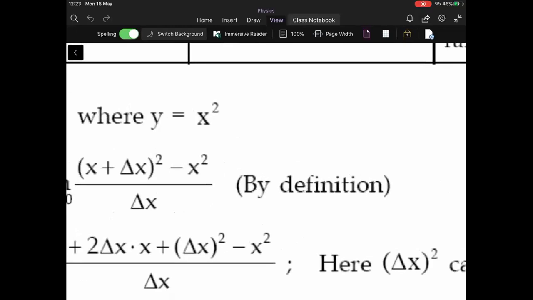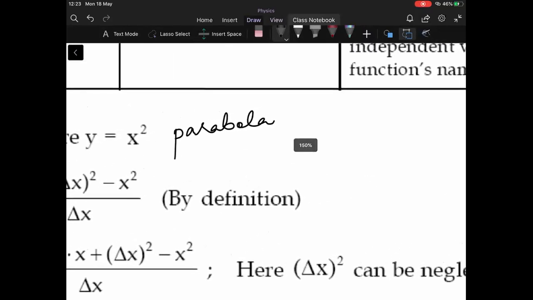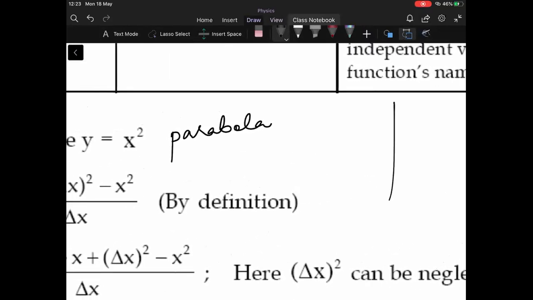Yes, this is the equation of a parabola. Its graph will look something like this. Okay, now you want to find out its slope, at what rate the slope is changing. If the value of x is positive or negative, whether the slope is positive or whether the slope is negative, because here you can see that the angle is acute, here you can see the angle is obtuse.